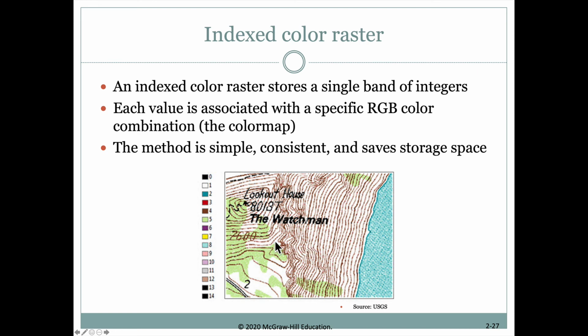And in this case here, we're making a map that's mimicking the U.S. Geological Survey quadrangle maps. And we can see some of the colors popular in here, such as the blue for the water and the brown for the contour lines.